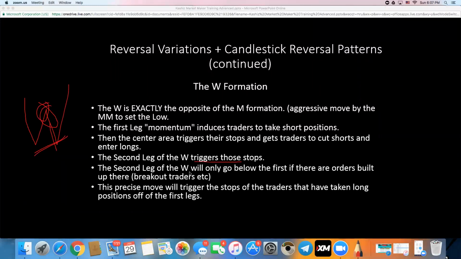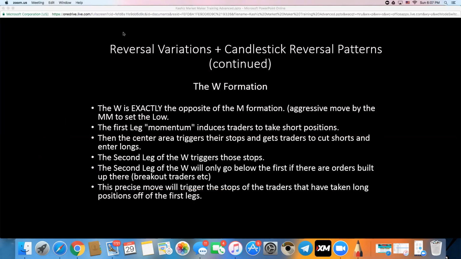So if you want to make your note short, just put the exact same thing. Just make sure it's opposite. Exactly, upside down M. I don't know who said that, but yeah, upside down M. This precise move will trigger the stops of the traders who have taken long positions off the first legs. All right, good stuff right there.